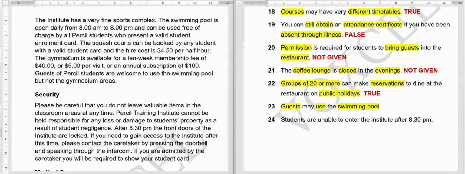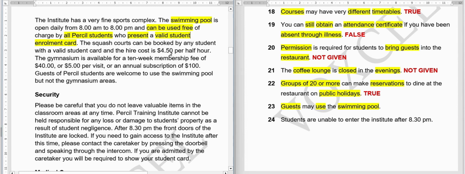So, the institute has a very fine sports complex. The swimming pool is open daily. So, here's something about the swimming pool. The swimming pool is open daily from 8 a.m. to 8 p.m. and can be used free of charge by Percil students who present a valid student enrollment card. So, they are saying that we can use it for free. But who can use it for free? All Percil students who show their valid student enrollment card.